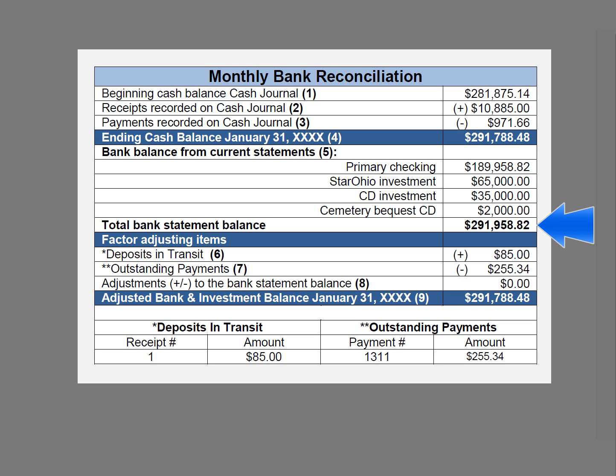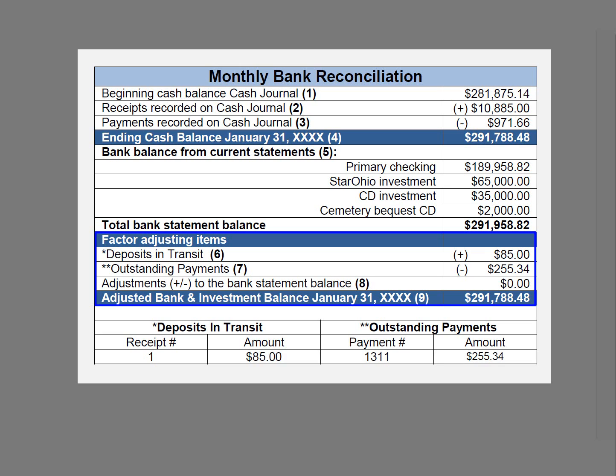Next, you would clear on the cash journal, probably by a check mark, all of the items from the bank statement. Any items that did not clear the bank would be listed as outstanding. The outstanding items would be listed as line 6, deposits in transit. This refers to receipts posted to the cash journal that didn't clear the bank, and we'll discuss this further in a moment. Line number 7, we subtract any outstanding payments. This is common and doesn't usually indicate a problem.